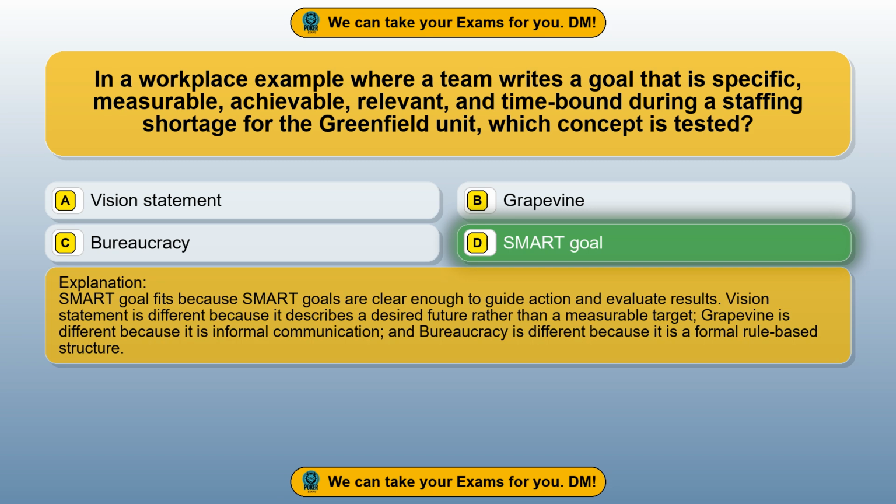SMART goal fits because SMART goals are clear enough to guide action and evaluate results. Vision statement is different because it describes a desired future rather than a measurable target. Grapevine is different because it is informal communication, and bureaucracy is different because it is a formal rule-based structure.